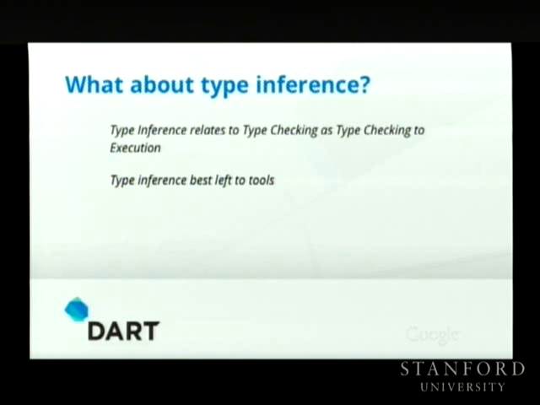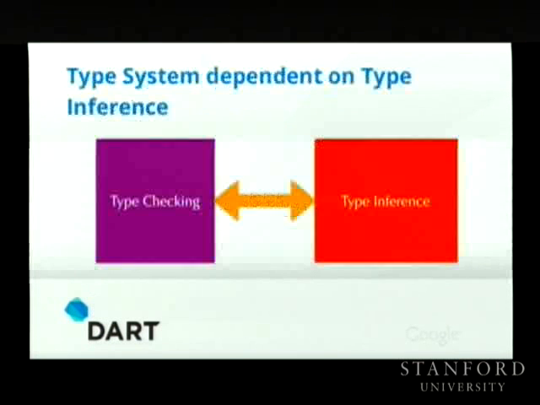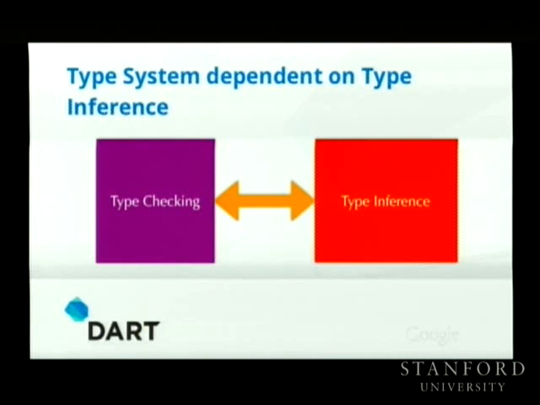Question comes up a lot, type inference. People are very lazy. They hate typing stuff, and so they would like the system to do this for them and figure out what the types are. And I'm happy for tools to do this. I'm not happy for the language to do it. Again, there's an analogous situation, right? Type checking to type inference is very similar to execution to type checking, right? One direction of constraint is necessary.